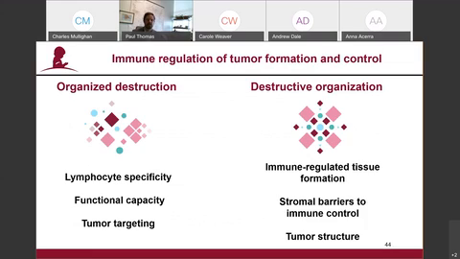There's still quite a lot of therapeutic opportunities for destroying tumors with the organized response of the immune system with specificity, functional capacity, and exquisite tumor targeting. But what I think is really understudied, either theoretically or from a therapeutic perspective, is how the immune response and immune cells can coordinate this, actually tumor growth, immune-regulated tissue formation, which they're critical in epithelial tissues in normal development. They build stromal barriers to immune control and immune tolerance and potentially contribute strongly to tumor structure.